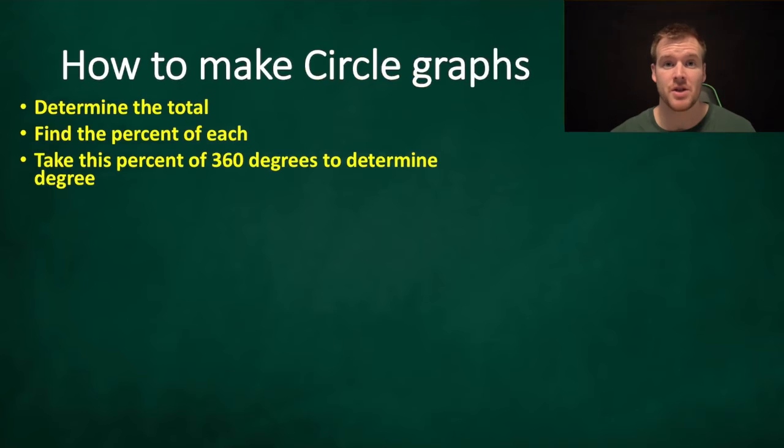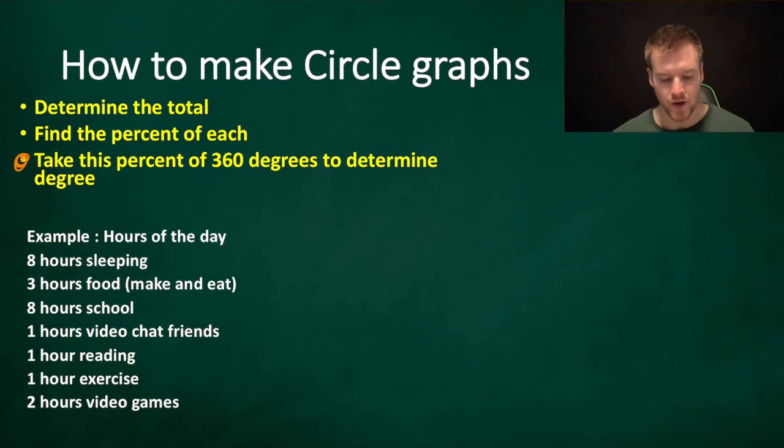So first you determine the total or the whole amount, what's going to be the whole circle, and then you're going to find the percent of each category. Then when you find the percent, you're going to take that percent and multiply it by 360 to determine the degree that you would need to be drawing that section of the graph. So I'm going to give an example.